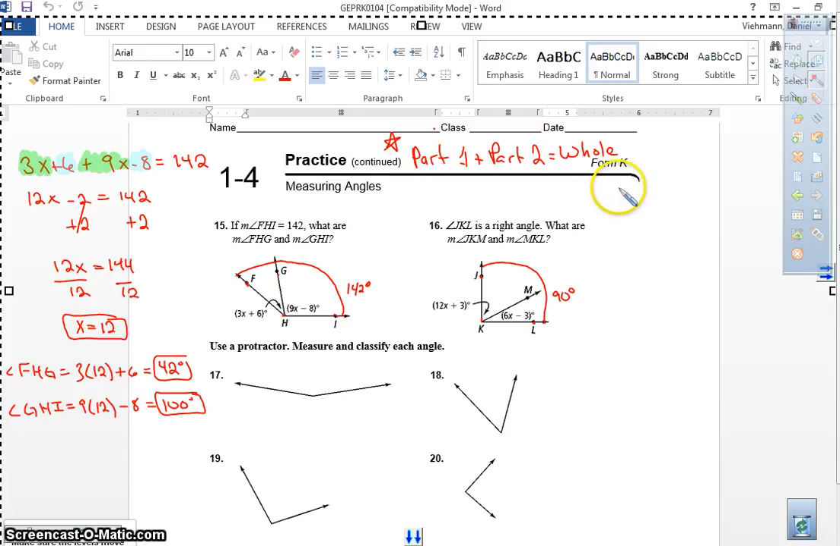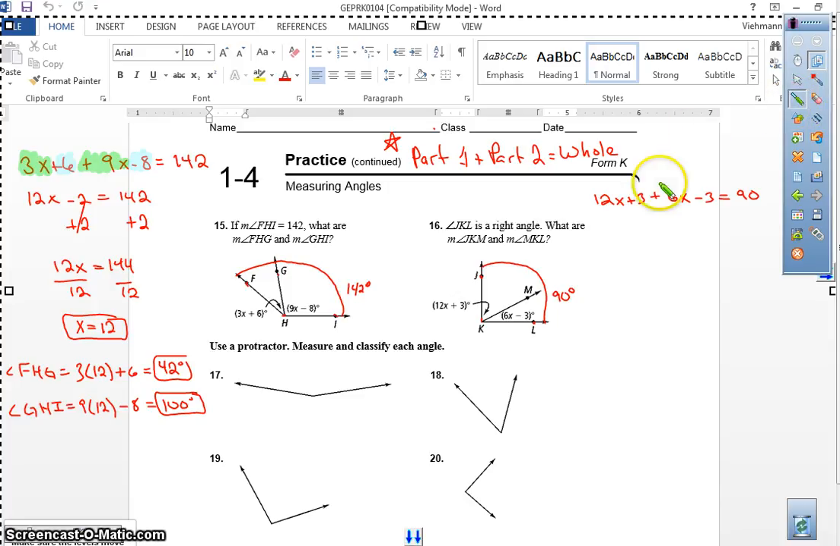All right, so if we know the big idea, part 1 plus part 2 equals the whole, what is our equation? 12x plus 3 plus 6x minus 3 equals 90. Nikki, you okay with that?